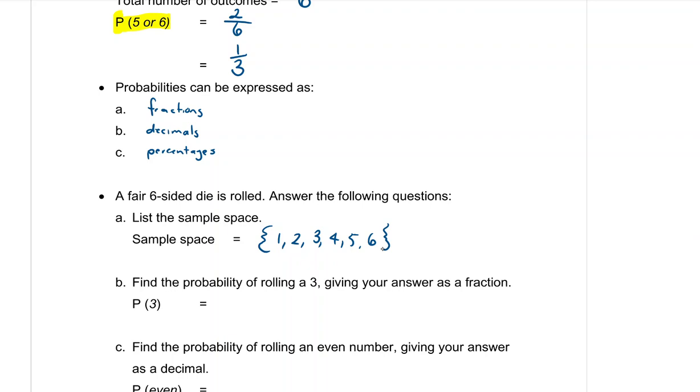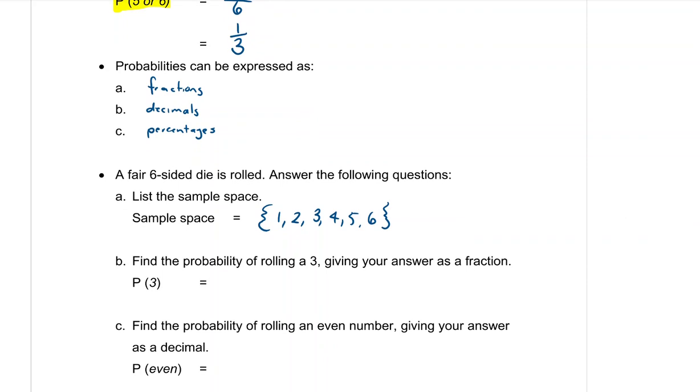Part B, find the probability of rolling a 3, giving your answer as a fraction. So we've got our notation in here, probability of a 3. On a dice, there is one number 3. So there's 1 on the top out of a total of 6 possible outcomes. There it is as a fraction, done.